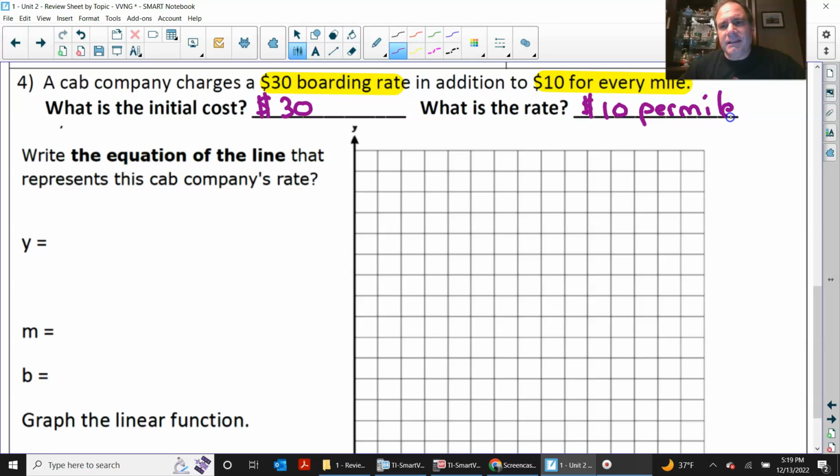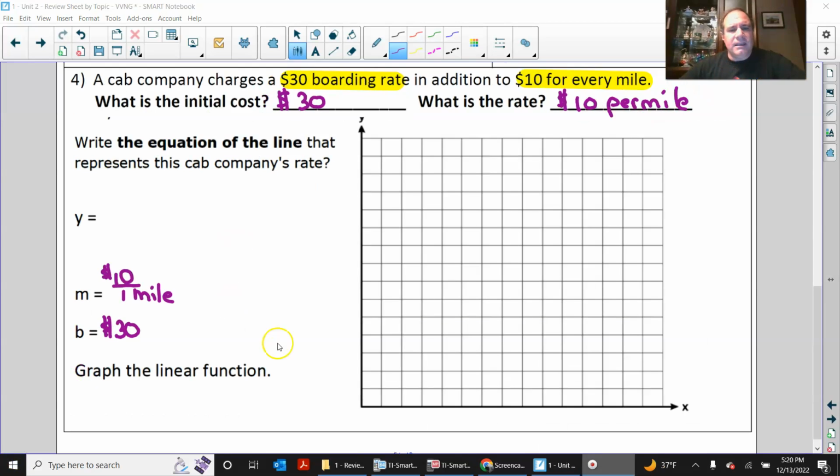So I'm going to put that here. The m is 10 over 1. And I'm going to put $10 per mile. And the b is $30. That's my initial rate.